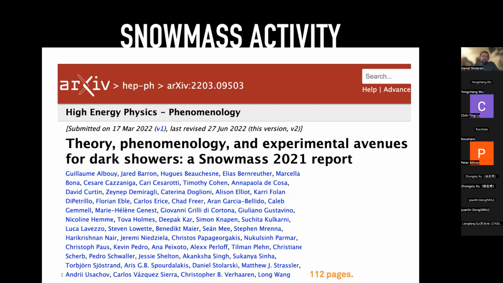And so this followed on to some Snowmass activity, right? This is somewhat more recent. It's from early last year. There's a theory, phenomenology, and experimental avenues for dark showers. So this is dark showers only, not all possible long-lived particles. So there's more progress along what can be done and what questions the experimentalists have that we can try to answer as a theory community as well.